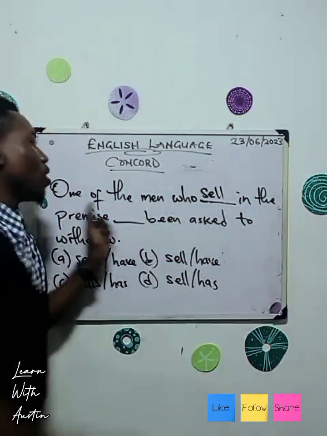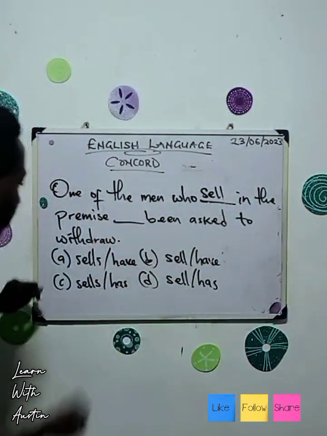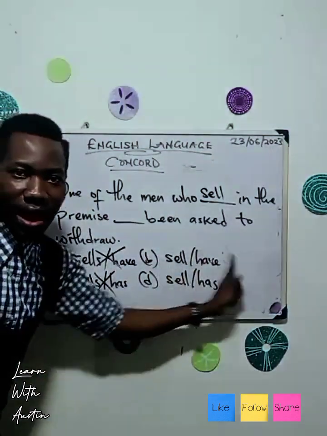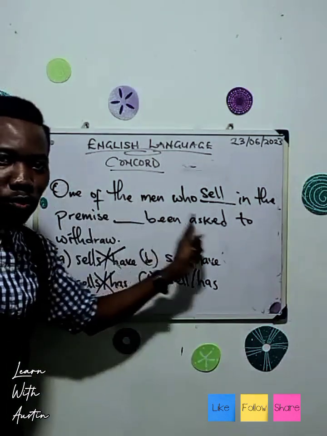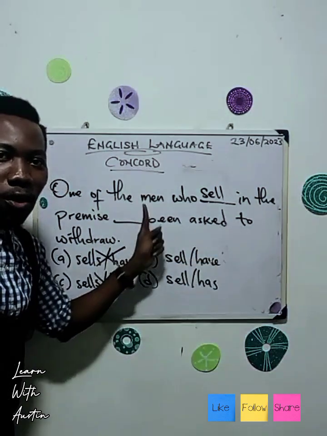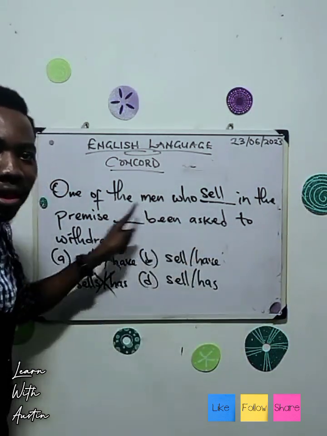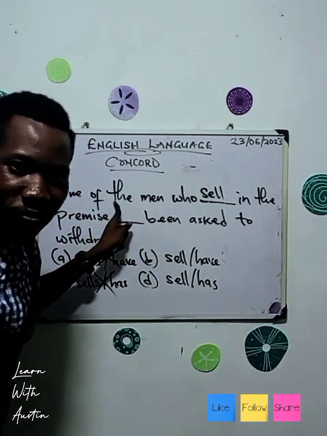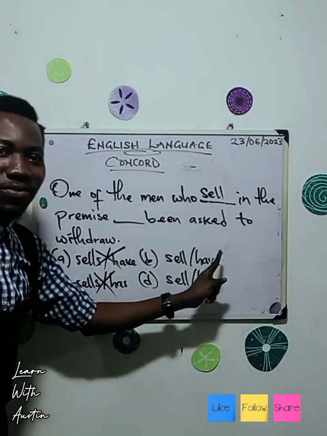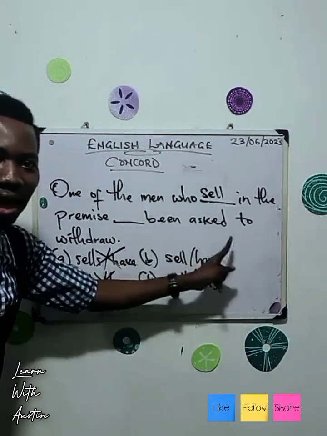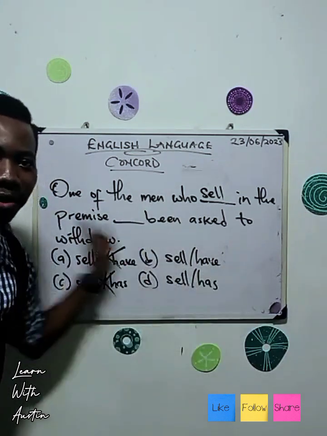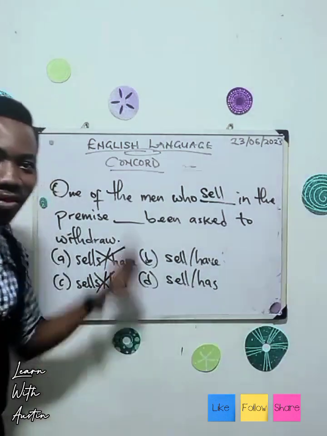So we have one of the men who sell, and automatically it takes this out and this out. We have two options left: sell, have or sell, has. One of the men who sell in the premise has been asked to withdraw, or have been asked to withdraw. Now this one will be determined by the "one of", singular. So is it going to be one of the men have been asked, or one of the men has been asked? One has, one singular.